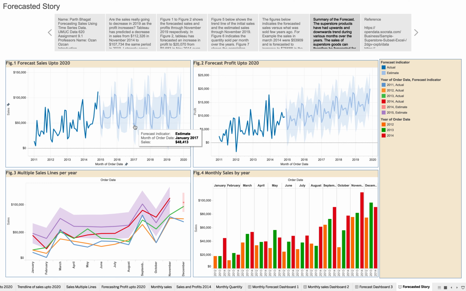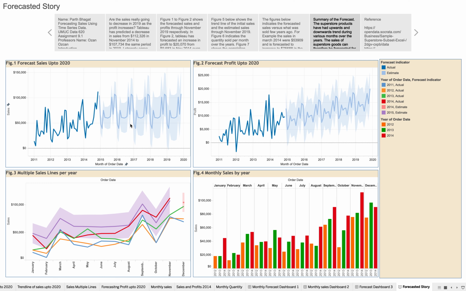The profit of Superstore was also forecasted, and it is indicated that the profit is likely to rise in November 2019 to 20,000 from about 9,000 in November 2014. This can be seen clearly from the graphs in figures 1 and 2 here. The bar graphs in figures 4 and 6 on the dashboard indicate the monthly sales for 4 years. And it is clear from the graph that the month of February recorded both the lowest sales and the lowest profit respectively.